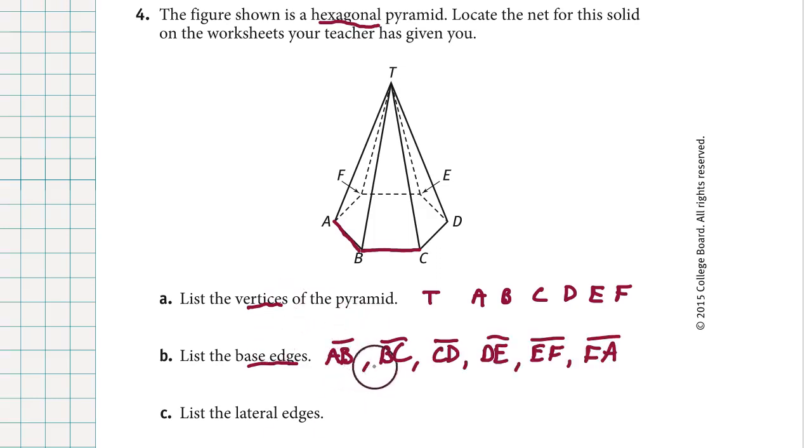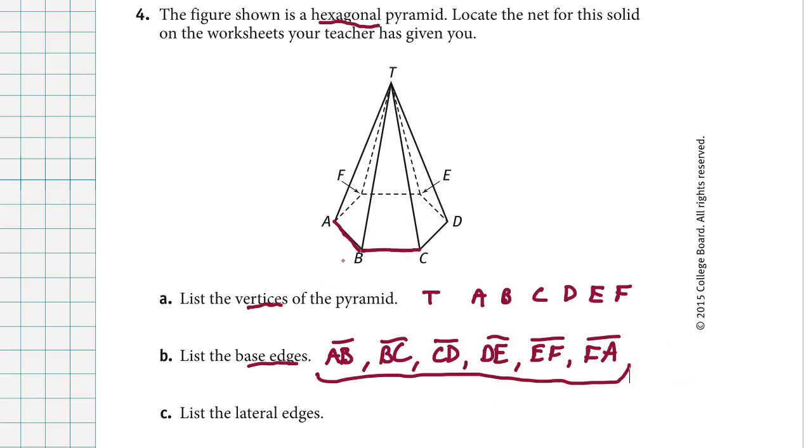And here are all 6 of the answers. Recall that the base is a hexagon which has 6 sides, so we have to have 6 segments listed or we forgot some of them. Now next question, list the lateral edges.